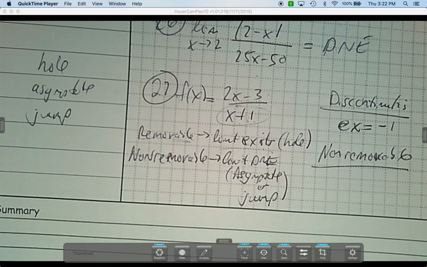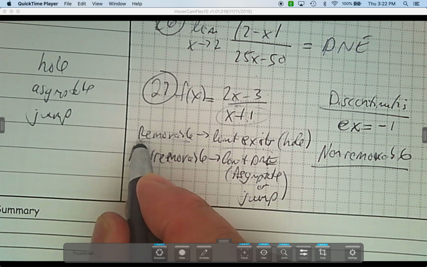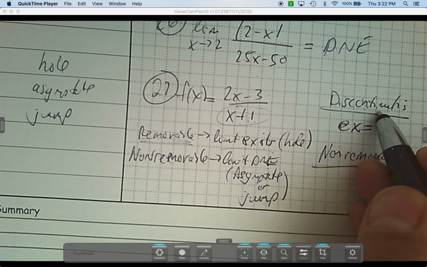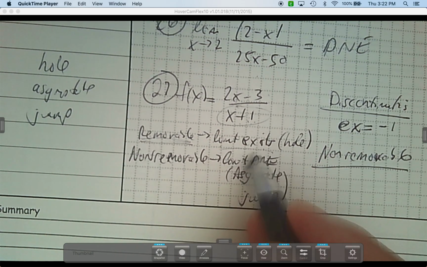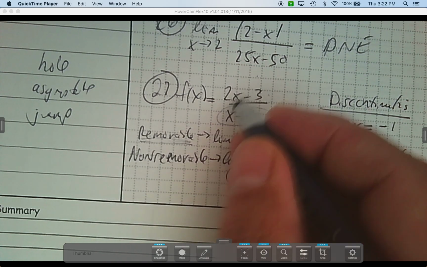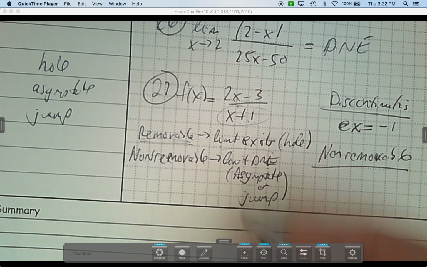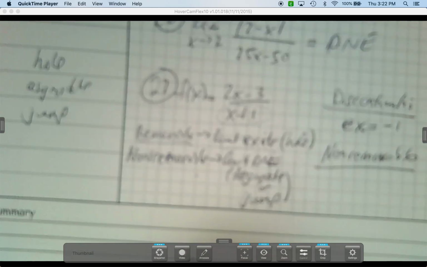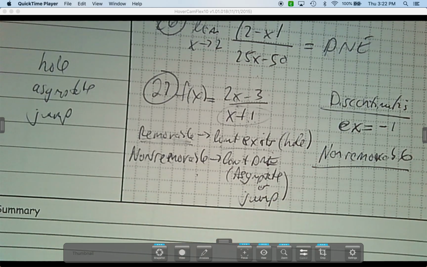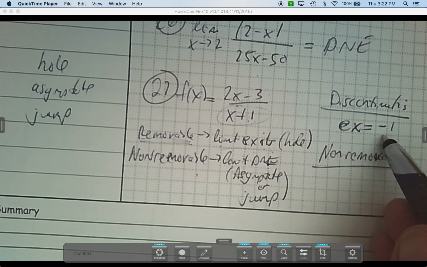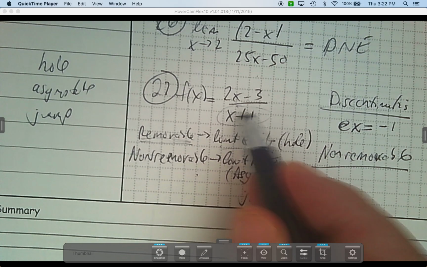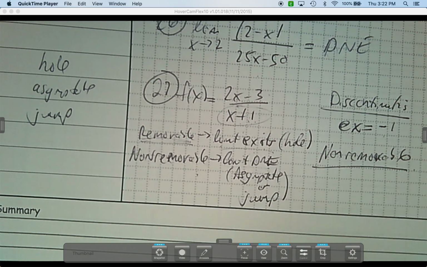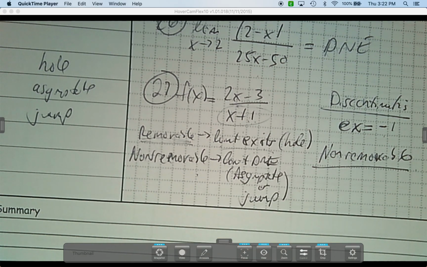So again, what's one of the definitions we use for removable and non-removable? If it's a removable discontinuity, it means the limit exists. So you can literally algebraically remove it from the function and plug in and get an answer. Non-removable means you can't remove it. And when you plug in, you get an answer that is undefined, and therefore it does not exist. So -1, I can't remove it. So when I plug in, that means this is non-removable. That also means the limit doesn't exist at -1.